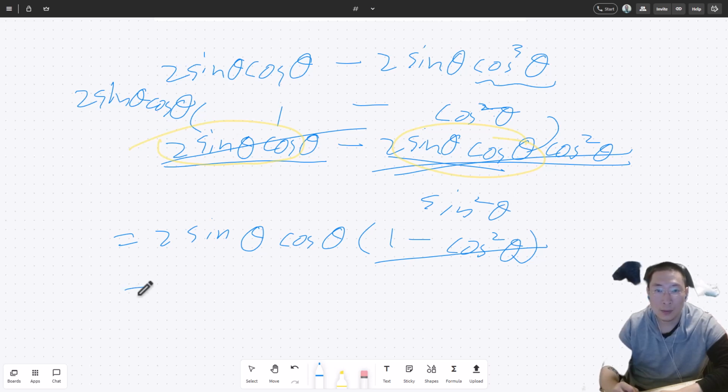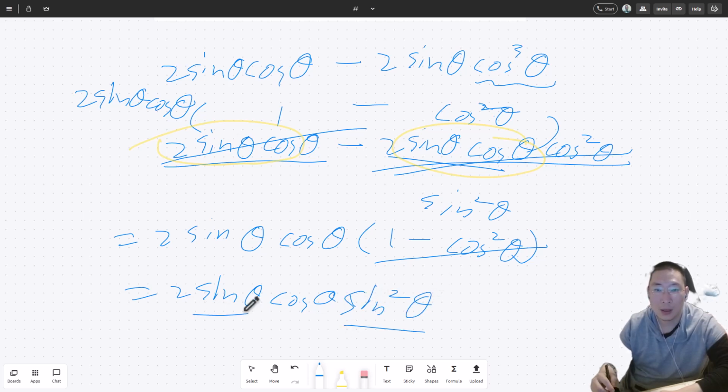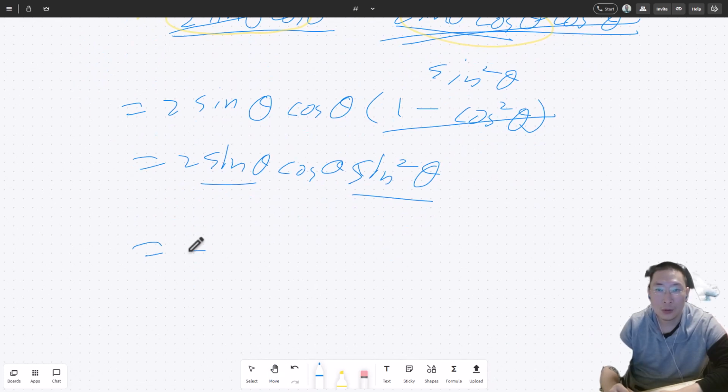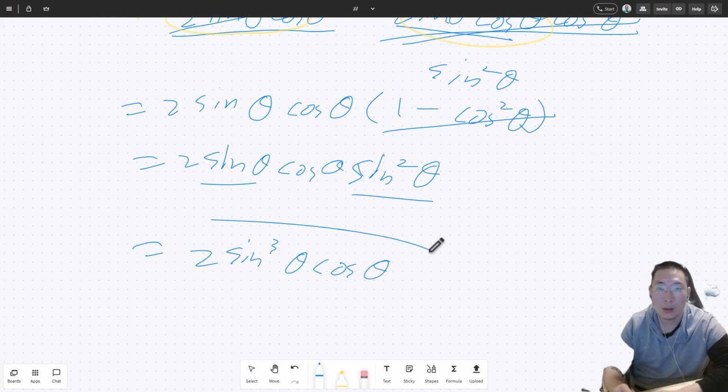So this becomes 2 sine theta times cosine theta times sine squared theta, and we can combine the sine squared and the sine theta. This is equal to 2 sine cube theta times cosine theta. That is our final answer.